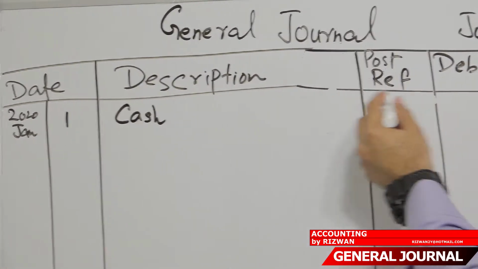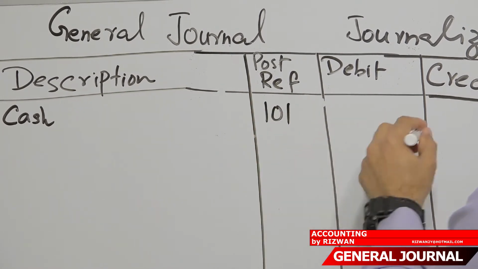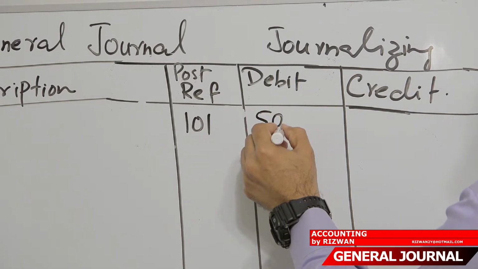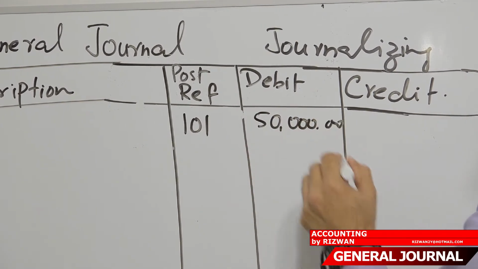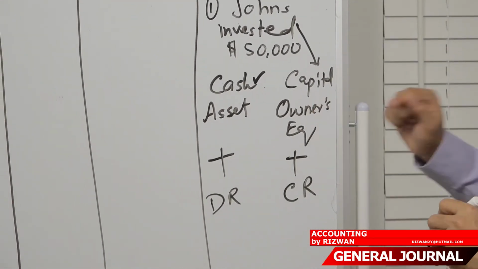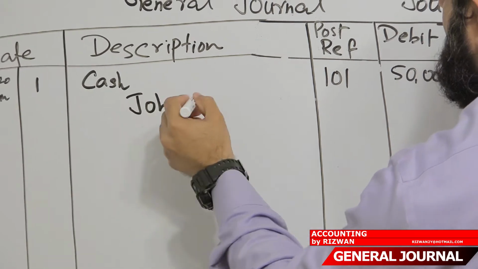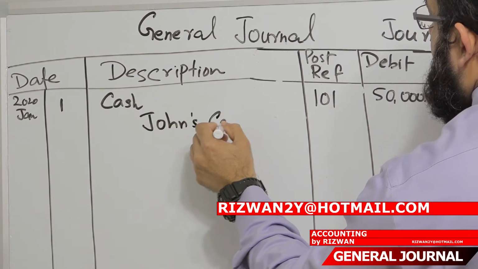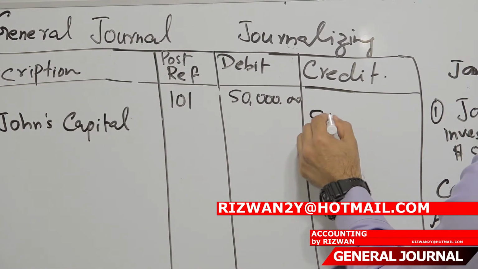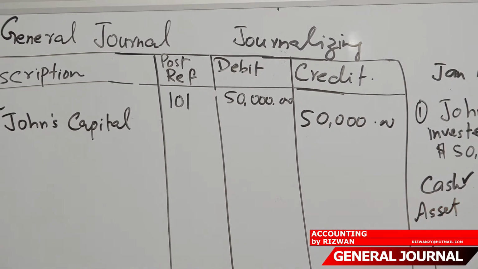I'll put a post reference. Under post reference, I'll put the account number, 101. And what was the debit amount? The debit amount was, guys, $50,000, so I'll put $50,000 over here. Then which account was credited? Owner's equity. Under owner's equity, we have capital, so I'll put John's capital over here, a little bit right-indented. You'll put $50,000 on the credit side. This is how you'll put the first transaction.